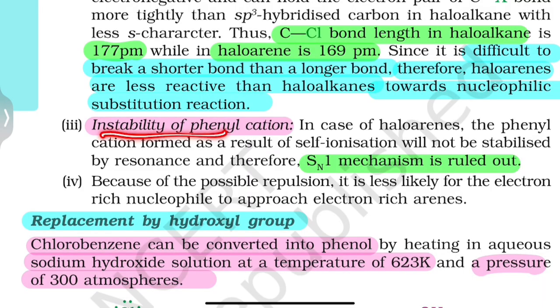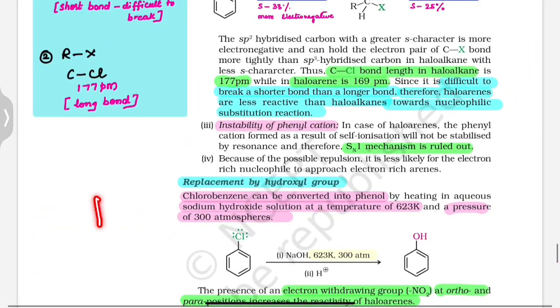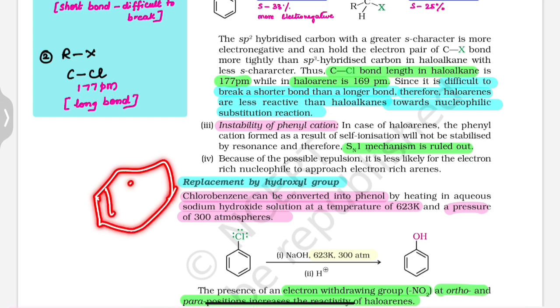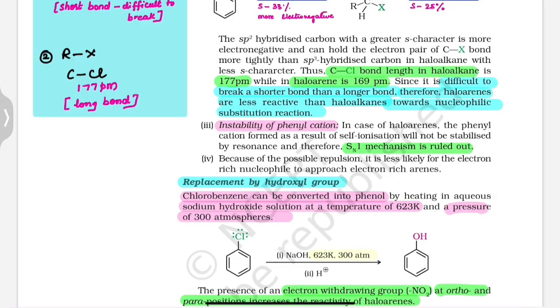The third reason is the instability of phenyl cation. Suppose this is the benzene ring to which a halogen is attached like this. When you remove this halogen atom from the benzene ring, a carbocation, a positive charge, is formed. This is called phenyl cation. Phenyl cation is highly unstable in nature.